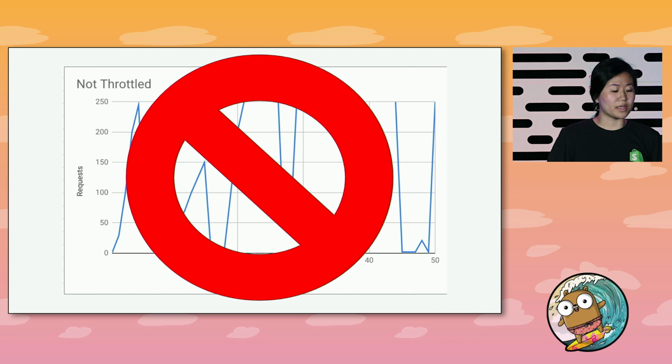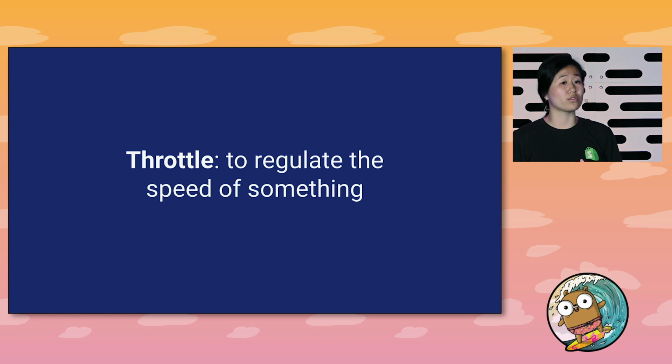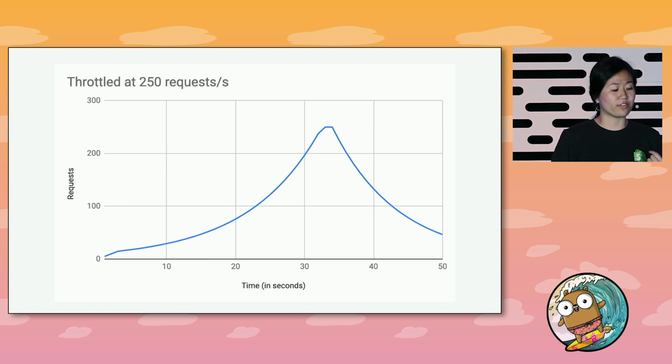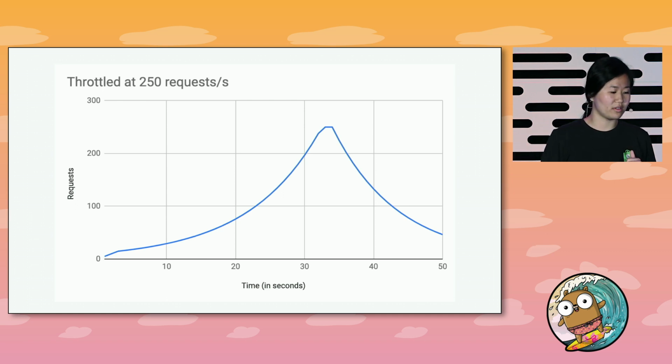The word throttle means to regulate the speed of something. To take an example, this is something throttled. As you can see, the rate of change is slower. It has a slower ramp up and a slow ramp down. And there's a maximum rate at 250 requests per second. Your load balancer usually prefers a graph like this because it has enough time for its auto-scaling algorithm to scale more servers in response to the load. So you don't DDoS yourself.